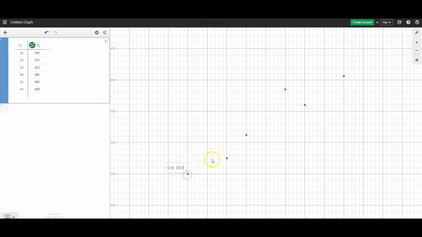This is 10,250, 12,275, and on and on. These are the data points that I've put into my table.